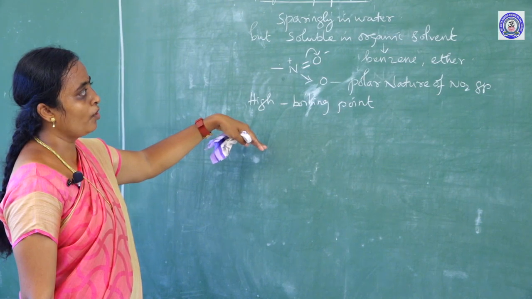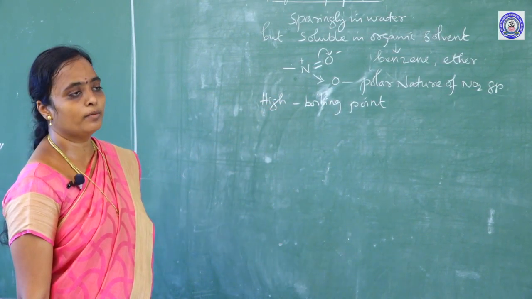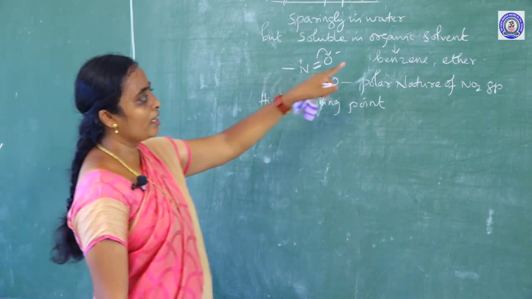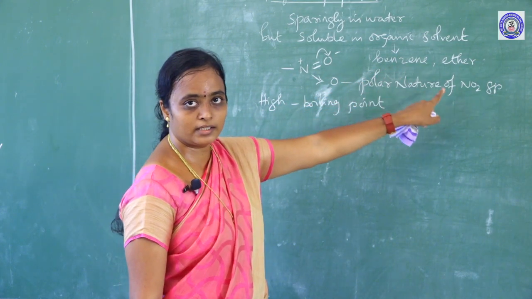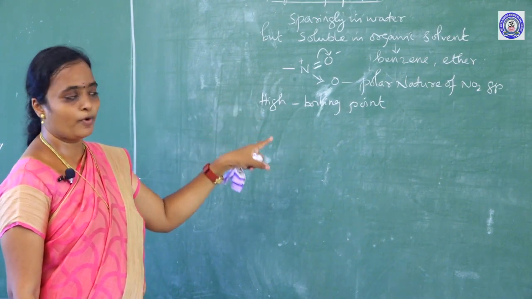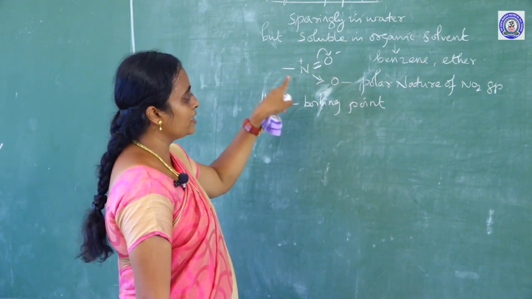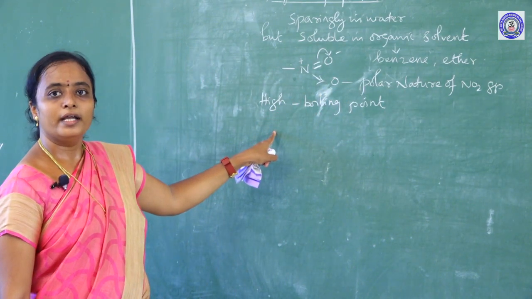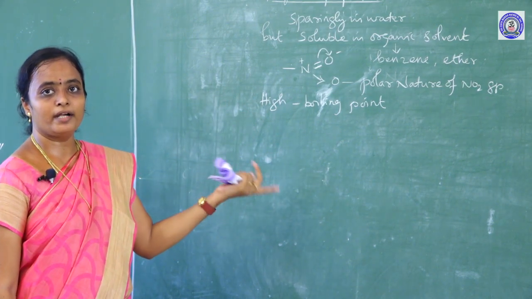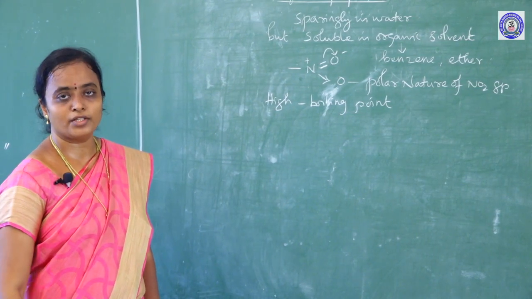So, what are the physical properties? Is it sparingly soluble in water? Yes, of course, it is sparingly soluble in water, but it is soluble in organic solvents like benzene and ether. The boiling point of nitro compounds depends upon the polar nature of the NO2 group. When the polar nature increases, the boiling point also increases. So, a nitro compound has a higher boiling point compared with aldehydes and ketones. So, these are the physical properties of a nitro compound.